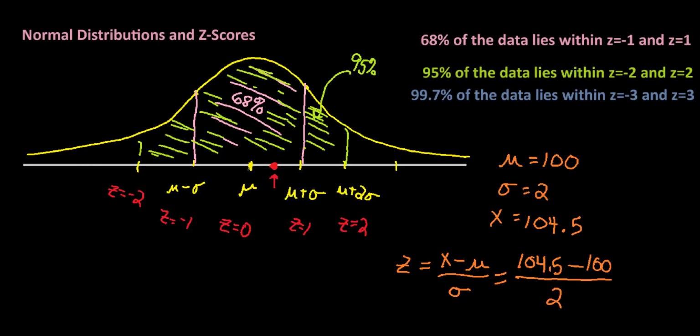So what we found is that our Z-score is 2.25. So that means I'm somewhere up here. I'm 2.25 standard deviations away from the mean.